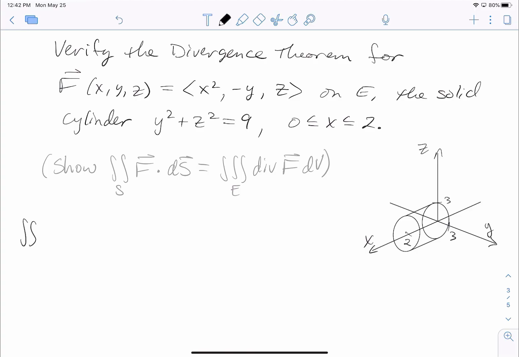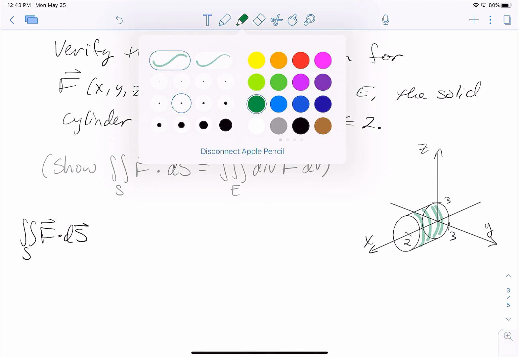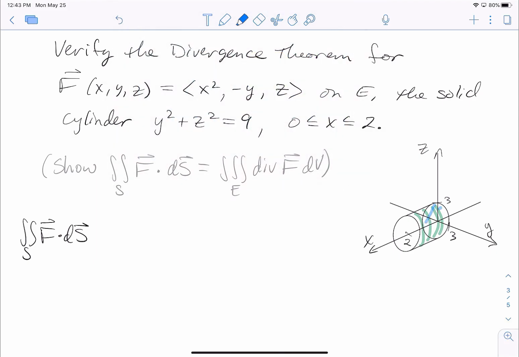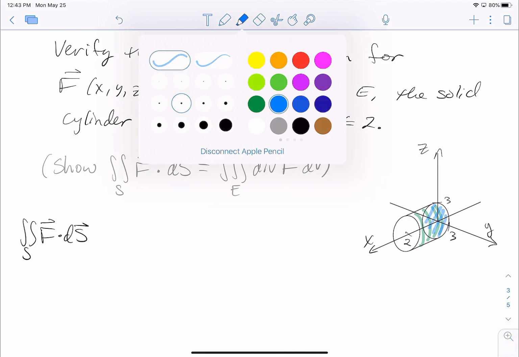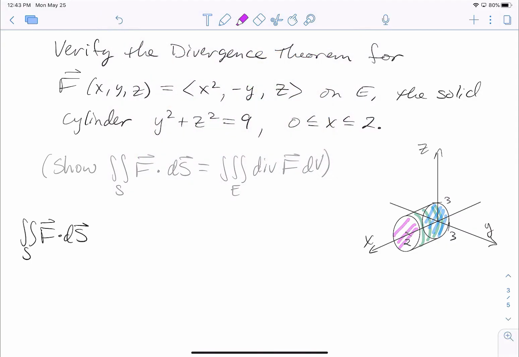For the flux, we have the surface integral over S of F dot dS. On our cylinder, we have three surfaces. One of them is the cylindrical wall. One of them is the back face of the cylinder. And one of them is the front face of the cylinder.